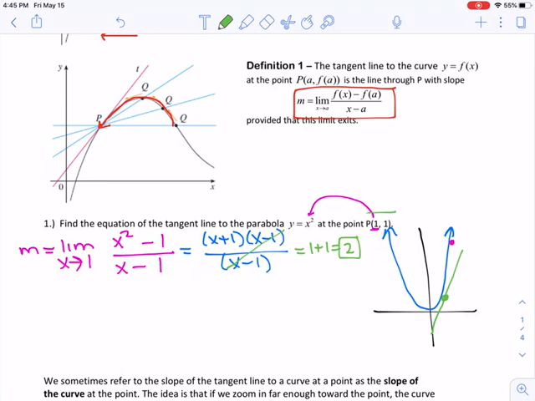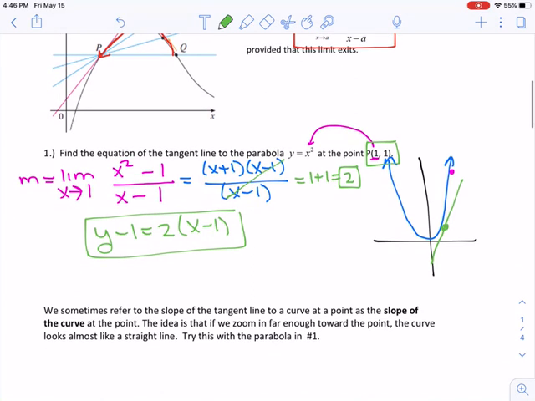Well, if I have a point and a slope, I can write the equation of my tangent line in point-slope form. And in calculus, we always just leave it in point-slope form. We never have to do anything with our line. So we're going to have y minus 1 equals my slope 2 times x minus 1.